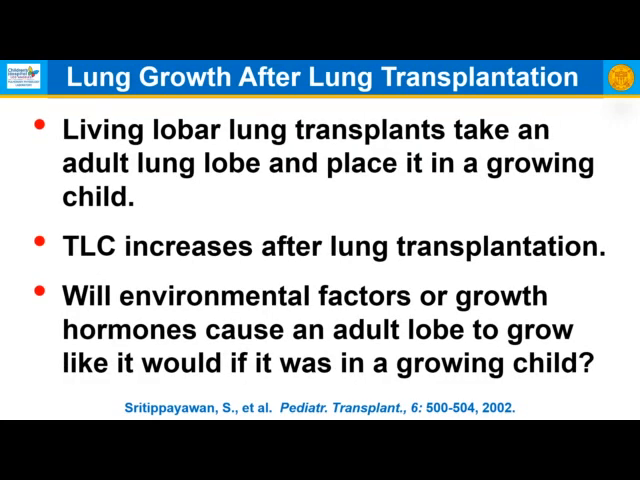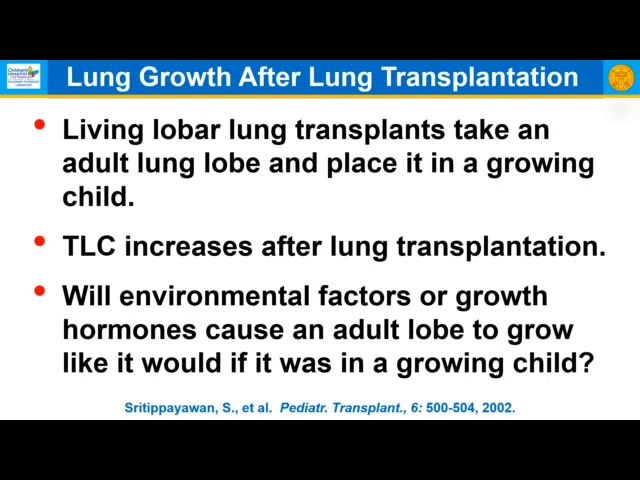Living lobar lung transplants take an adult lobe and place it into a growing child. They actually take an adult lobe from two individuals and place one to replace each lung in CF, for example. The total lung capacity increases after lung transplant. Will environmental factors or growth hormones in the child cause the adult lobe to grow like it would if it was in a growing child?